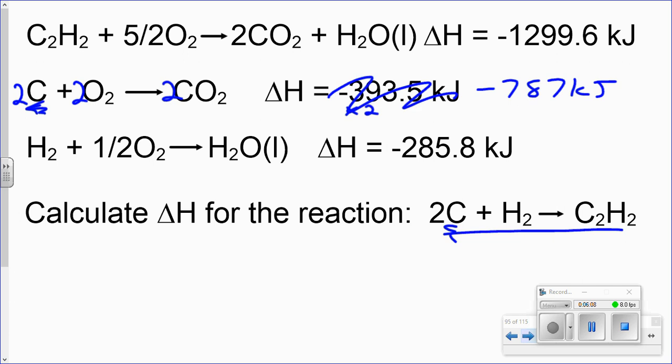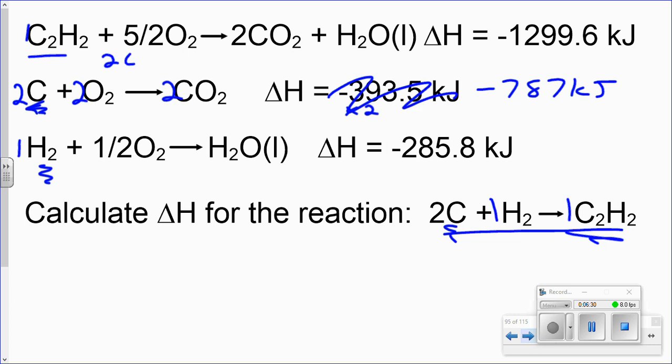Okay, now the H2. Well, again, I'm looking for isolation here, and the only place H2 appears is here. That's good. I have 1 mole. I have 1 mole in my target equation. That works. Now the C2H2 is a little bit more trouble here for us. It looks like we have to flip the equation. See, there's 1 mole of C2H2 here as a reactant, but it's over here in my target equation as a product. So I do have to flip this equation.